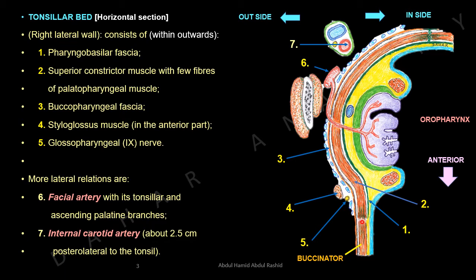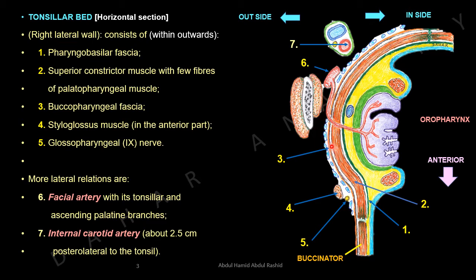Anteriorly, there is a raphe, the pterygomandibular raphe. More anterior to it is the buccinator muscle. So this raphe is between the buccinator and the superior constrictor muscle. Outside the superior constrictor muscle is the buccopharyngeal fascia. This thin red layer is the buccopharyngeal fascia. Number 3, it covers the lateral surface of the buccinator in front and the lateral surface of the superior constrictor muscle behind.